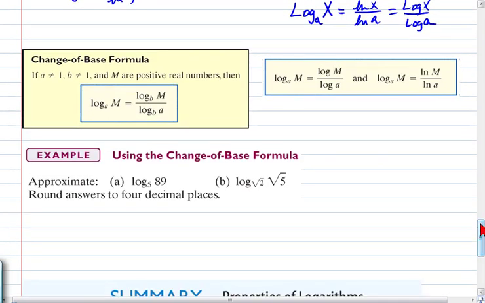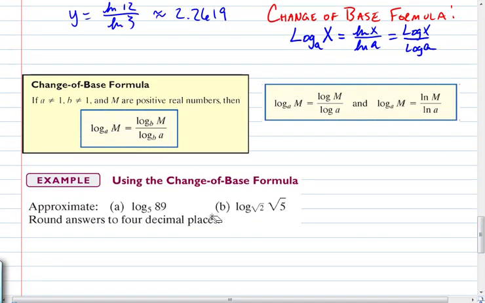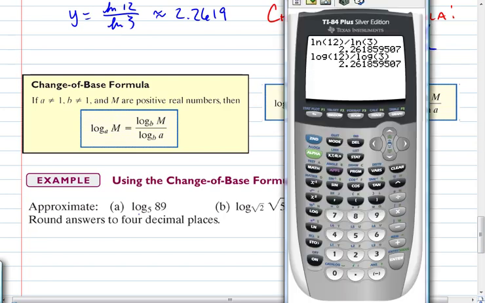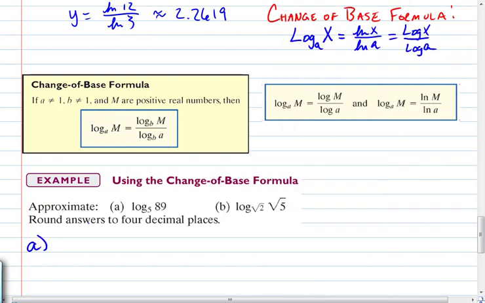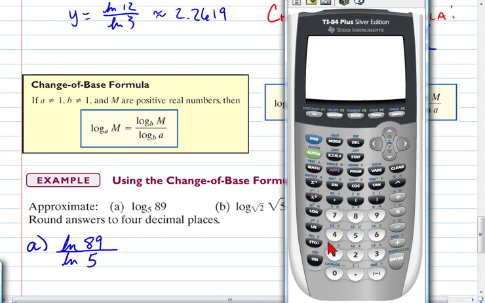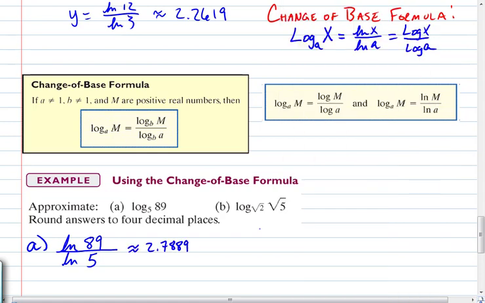Let's use the change of base formula now in order to get these values. On A, we want to find log base 5 of 89. You can either use the natural log or the common log, whichever your favorite log is. ln is easier for me to write, so that's the one I'm doing. This will be the natural log of what over the natural log of what? 89 over 5. So we go to the calculator, and we want this rounded to 4 places, so it's going to be the natural log of 89 divided by the natural log of 5. And we get 2.7889.